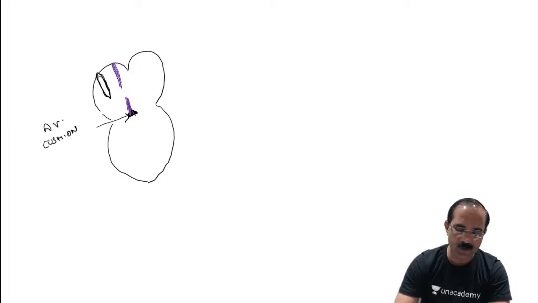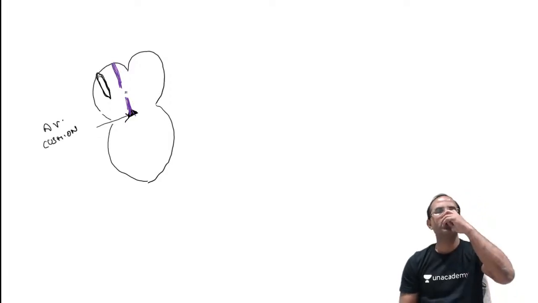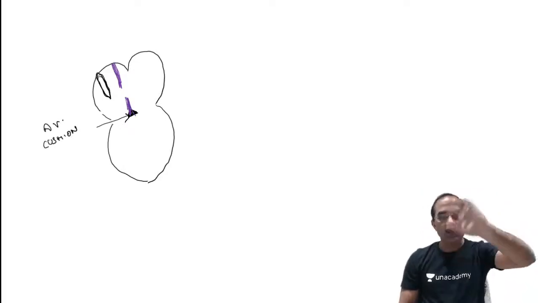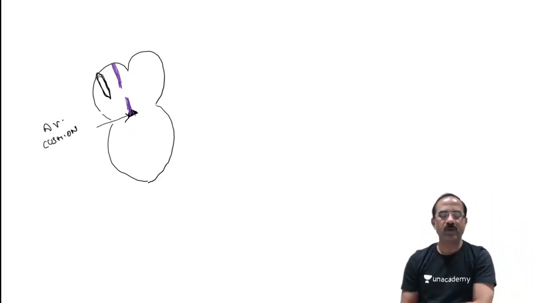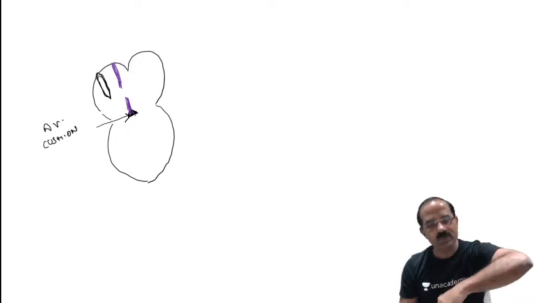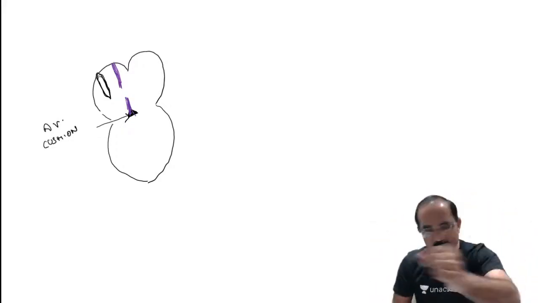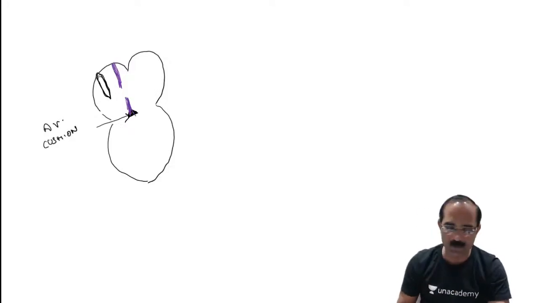Now students, what is this opening known as? This is what we call ostium secundum or foramen secundum. Foramen secundum. So septum primum comes and fuses with this AV cushion and breaks off in between. This opening is now known as foramen secundum. Now another septum starts to grow here.